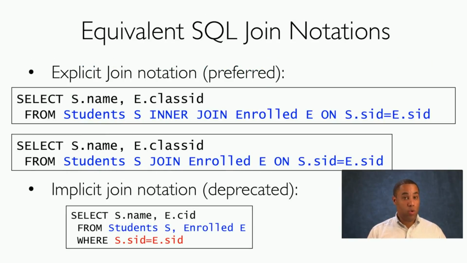Now, all of these are equivalent join notations, but the explicit versions are preferred. In the explicit case, we have the example that we just saw, select s.name and e.classid from students S inner join enrolled E on s.sid equals e.sid, or we can actually drop the keyword inner, as the default join is an inner join. What we saw in the earlier example was implicit join notation, but this has since been deprecated, and so you shouldn't use it anymore. Instead, you should explicitly say either inner join or join.